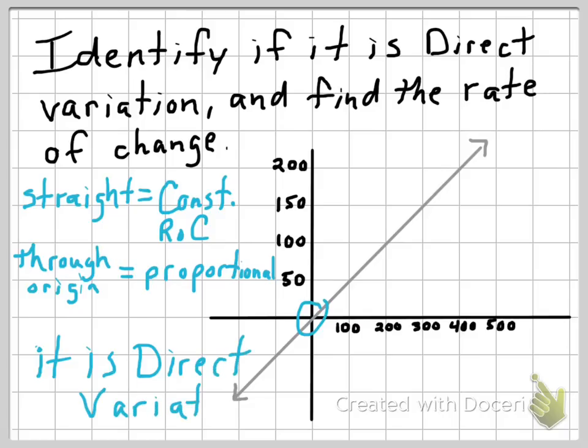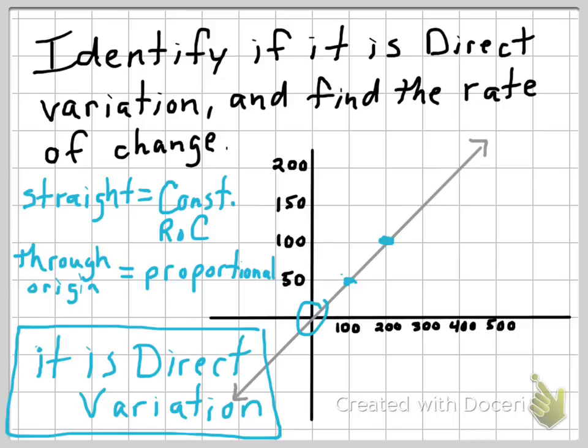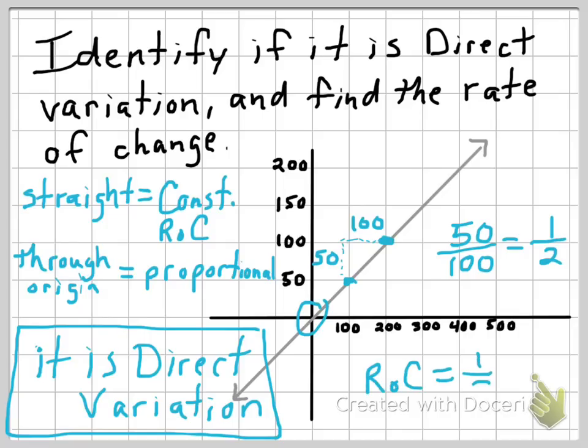So now we need to find the rate of change. Pick 2 points. I find rise over run. I noticed that I didn't just go up 1 and over 1. I went up 50 and over 100. So 50 over 100 reduces to 1 over 2. So my rate of change is 1/2.